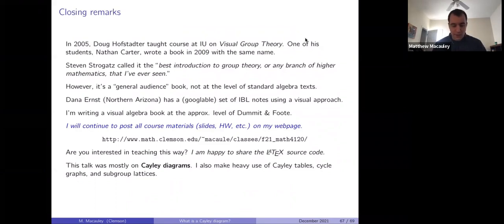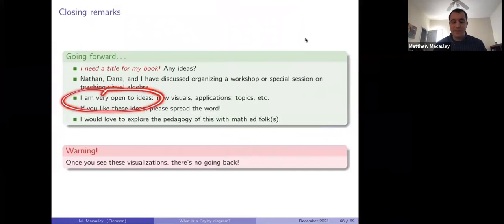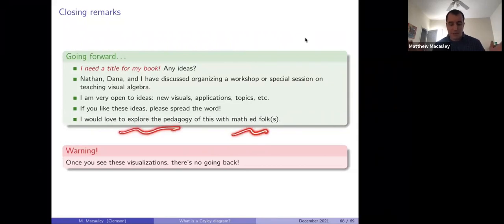So this talk was mostly on Cayley diagrams. I'm happy to share other visuals that I use. If you are interested in teaching this way, I'm happy to share my LaTeX code. I want to make it freely available for everybody. Otherwise, it won't get taught this way. I post everything for free on my website. I'm open to ideas. If you have new visuals or applications, I was talking to a colleague of mine about applications of PDEs and Fourier series involving groups that I'm not aware of. So if you're in math ed and you want to explore the pedagogy of this, let me know.